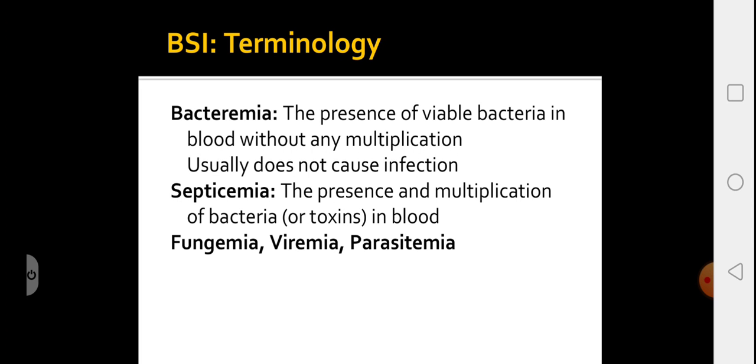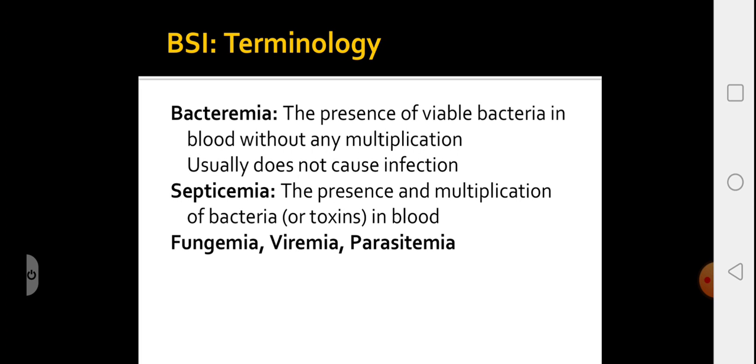Septicemia. The microbiological definition of septicemia is presence of and multiplication of bacteria in blood, and also presence of bacterial products in the blood. What happens clinically? This results in severe inflammatory reaction in the body, manifesting as fever, chills, hypotension, etc.